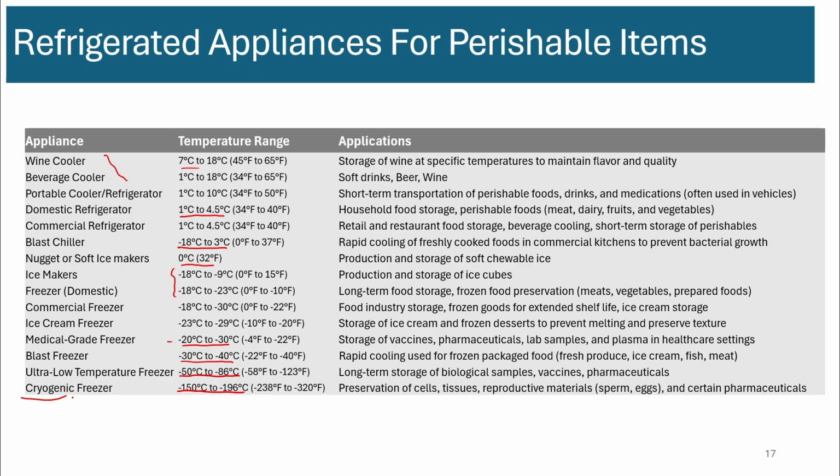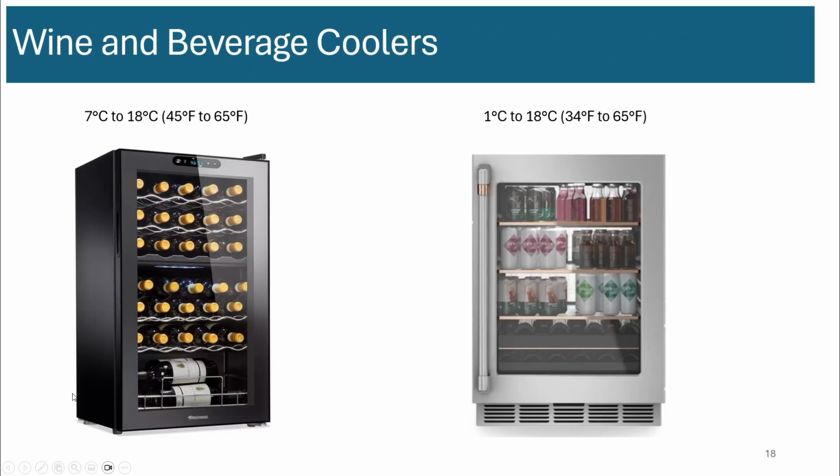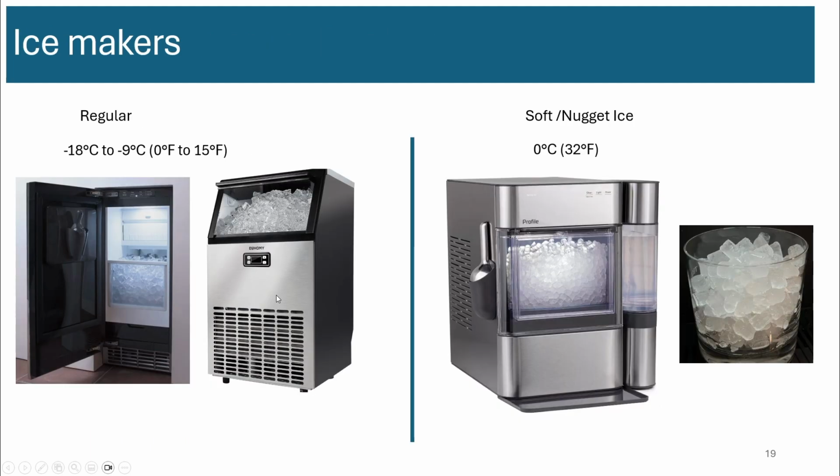Okay, so let's look at some of these items that we discussed. So these are some examples of beverage coolers. These are some examples of ice makers. You can see this ice is basically very soft and it's stored at 0 degrees C, but typical ice is minus 18 to minus 9 degrees C. This is not easily eatable or chewable, but this is chewable. So there's so much to learn in the ice technology that's a different topic altogether.